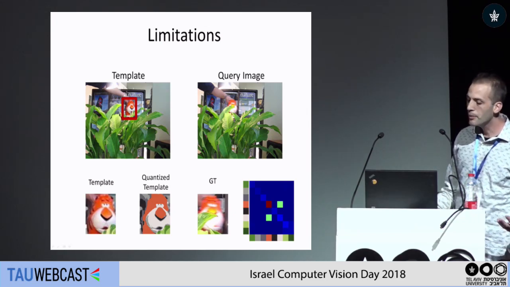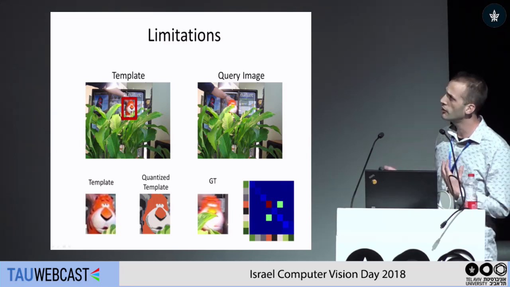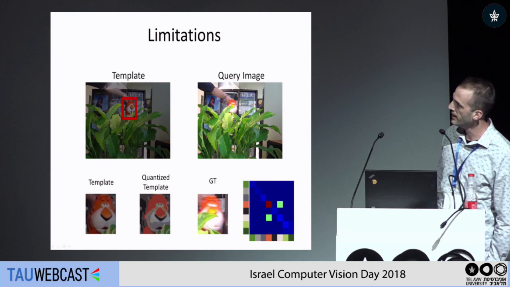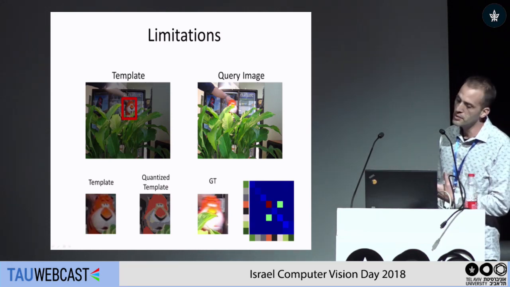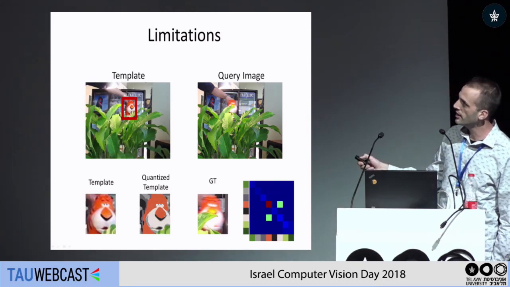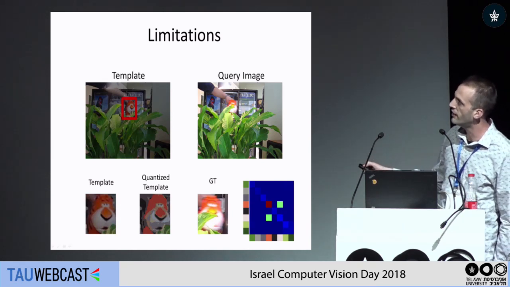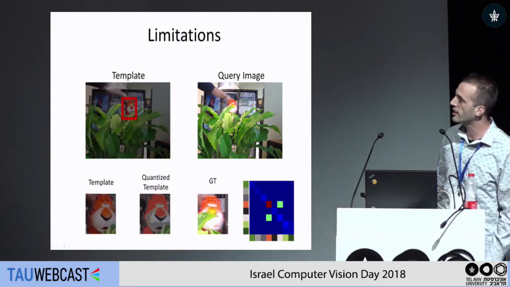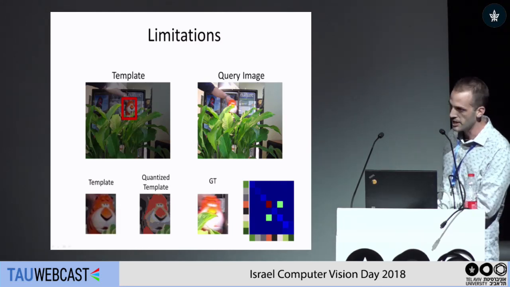Okay. I would say that our biggest limitation is that we're relying on raw RGB values, which means that if the template and the query image have different illuminations, then we may find false matches. You see, that's the original template, and here I just changed its intensity values. Look at the quantized template. It really changed the cluster centers, which results in false matches.